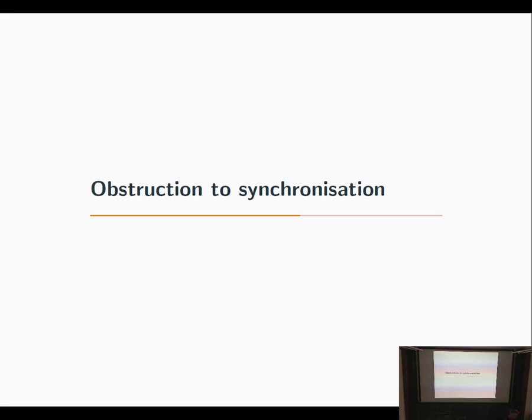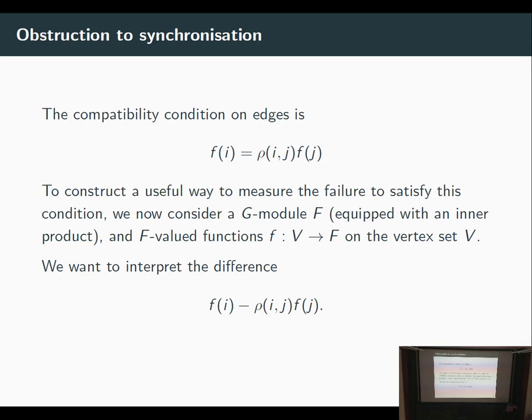So how do we fail? So far we have these bundles. The compatibility condition for edge and vertex potential is this simple equation. Assuming you are in a situation where this arithmetic operation makes sense, so for instance, the functions take values in some module over G rather than G itself, then this difference makes sense, and it provides an obstruction to synchronization.